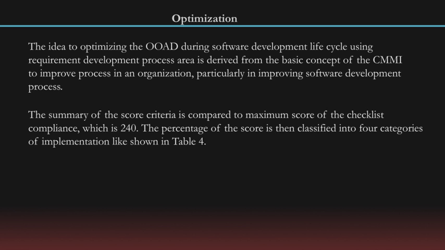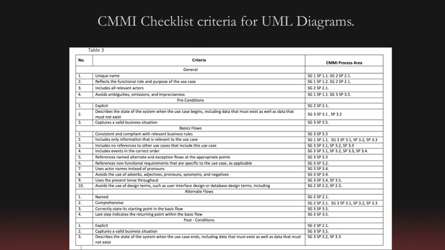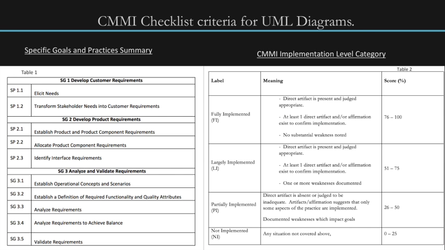So the summary of the score criteria is compared to the maximum score. The maximum score of the checklist is 240. So the percentage of the score is then classified into four categories of implementation, as I've shown here in table 2.